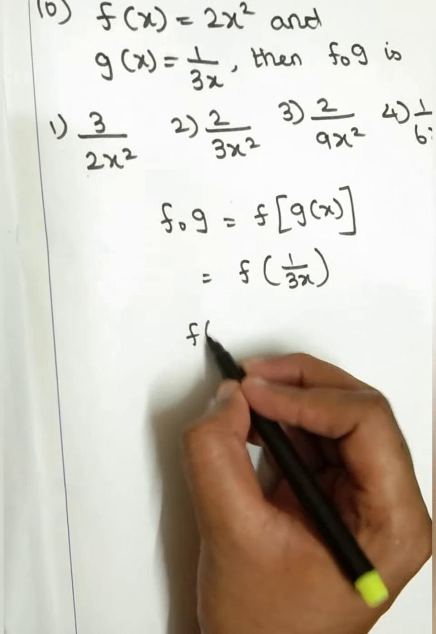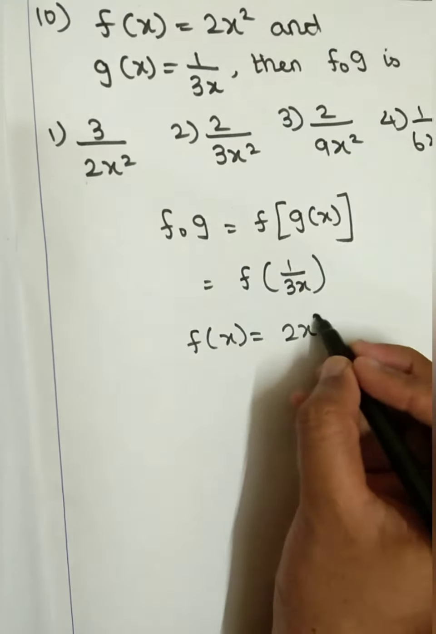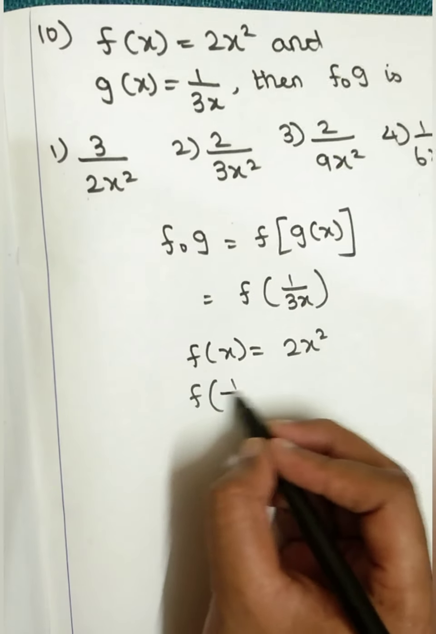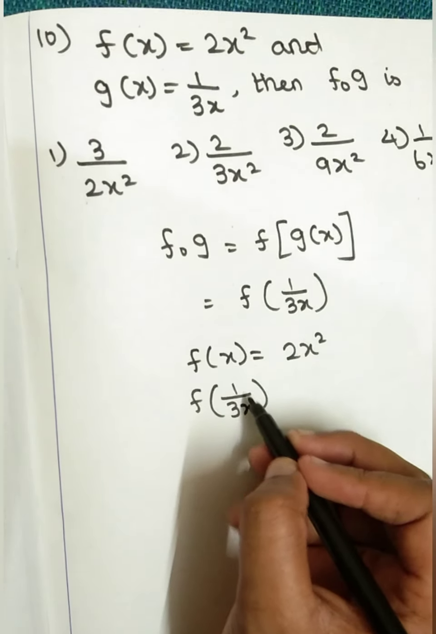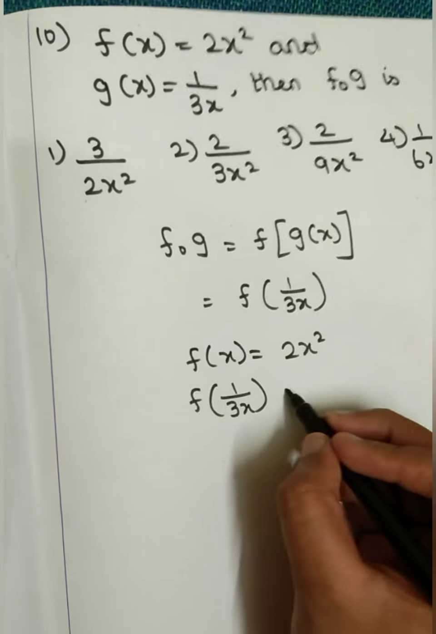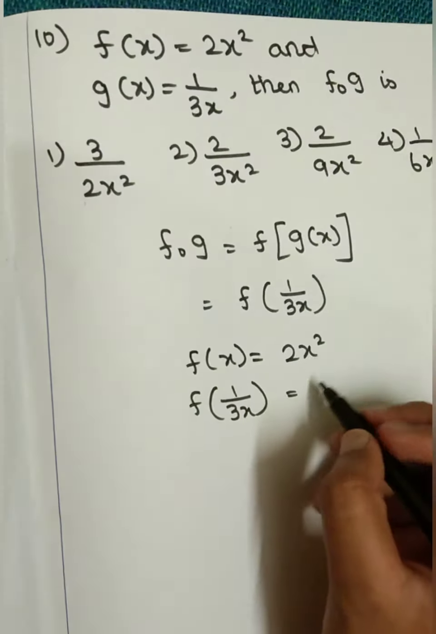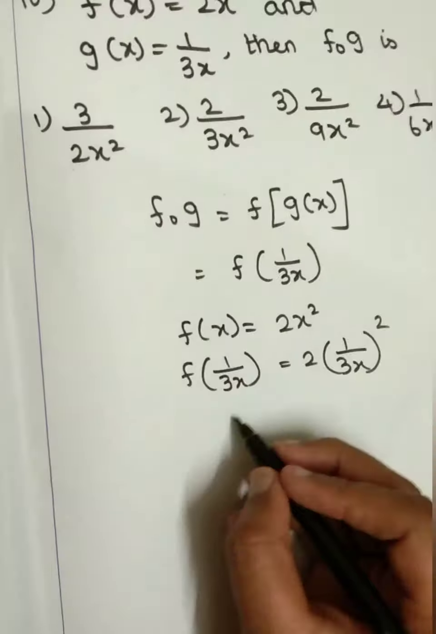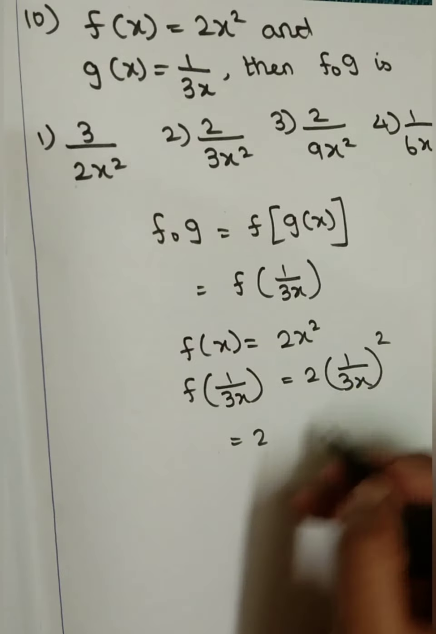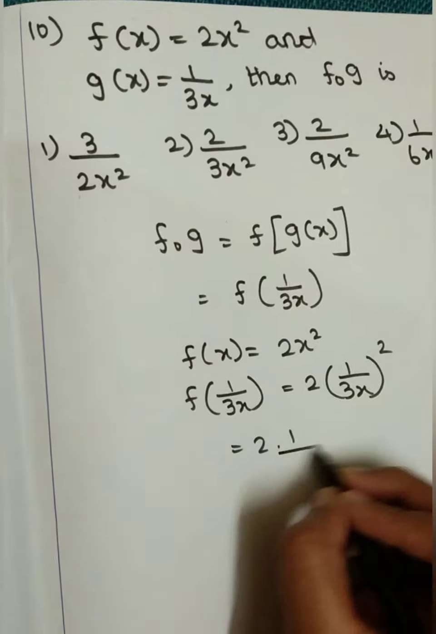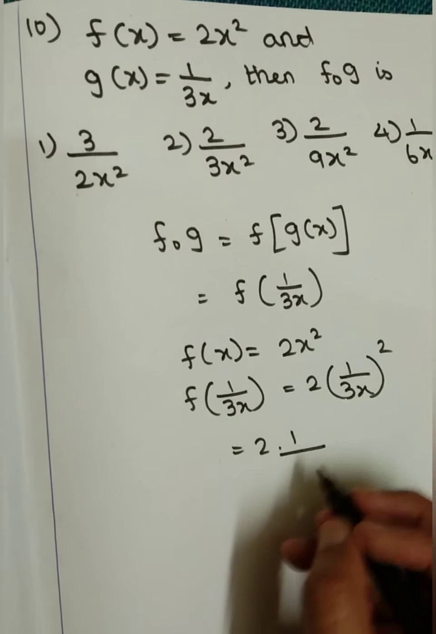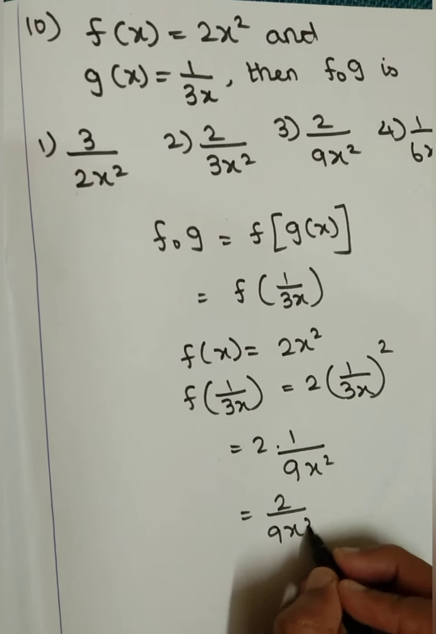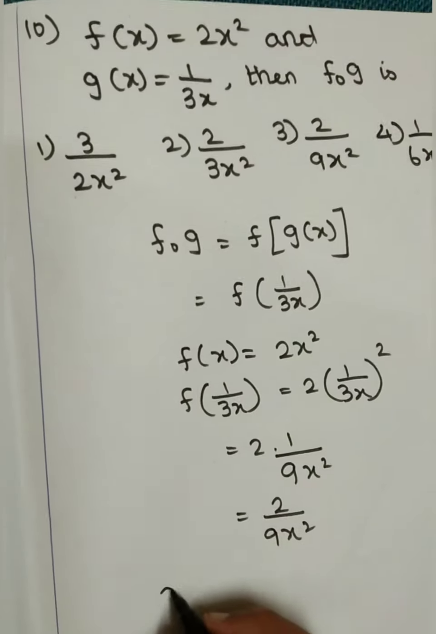Now what is my f of x? f of x equal to 2x square. I want to find the value of f of 1 by 3x. So f of 1 by 3x. Instead of x, I am going to replace 1 by 3x in f of x. Similarly, replaced x as 1 by 3x the whole square. 2 into, if I square the numerator, that is 1, I will get 1 divided by, if I square the denominator, I will get 9x square. So 2 ones are 2 by 9x square. My third option is correct.